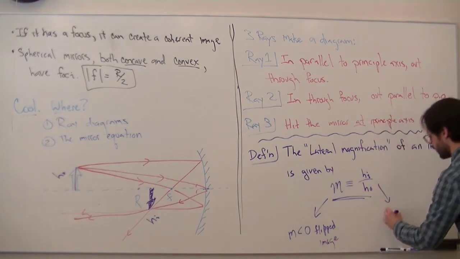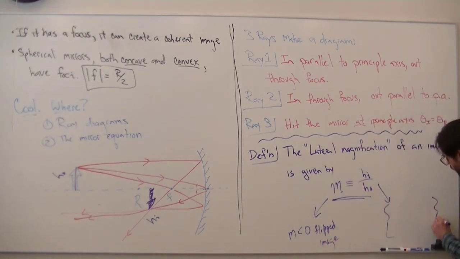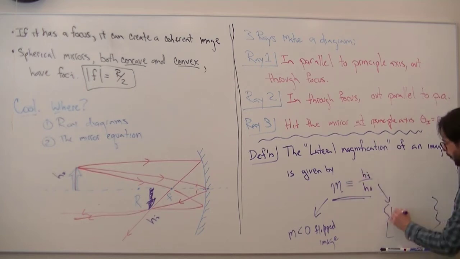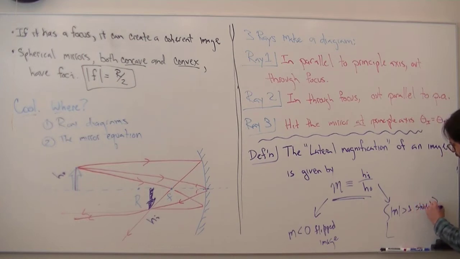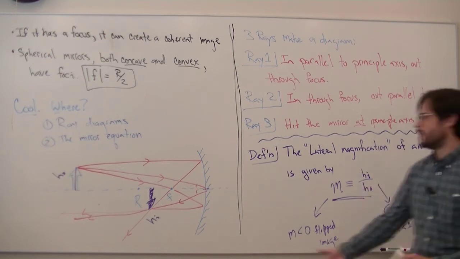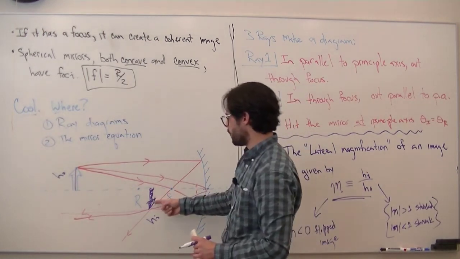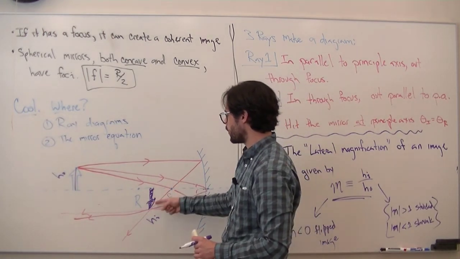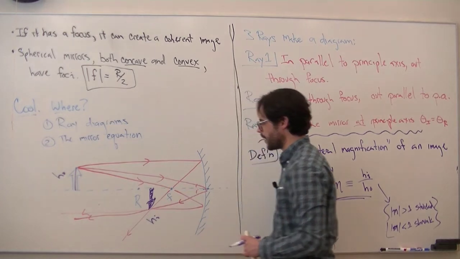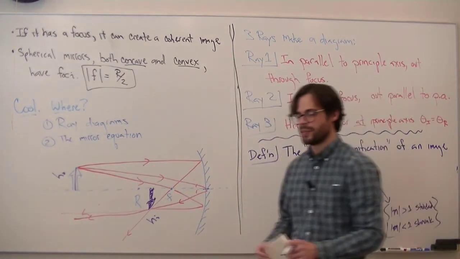And the other thing that we can look at is the absolute value of this. So if the magnification is greater than 1, we have a stretched image. So the image has been increased in size, and if the absolute value of this is less than 1, it's been squashed down and shrunk. So maybe, roughly speaking, according to my ray diagram with my 3 rays, this would have a magnification of maybe like negative 0.8, seems about right.